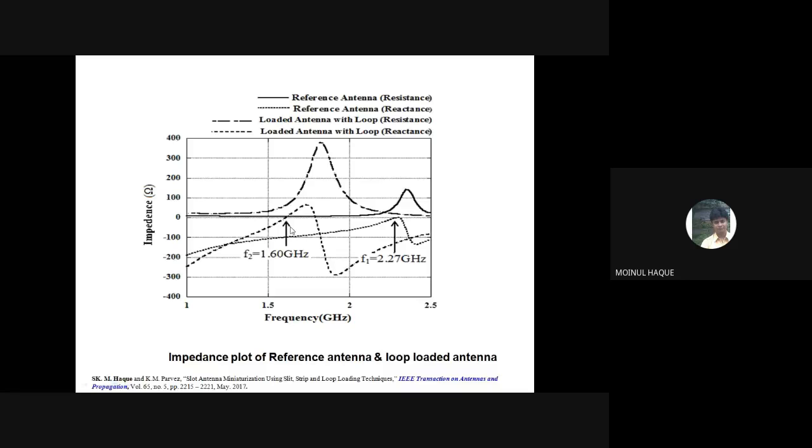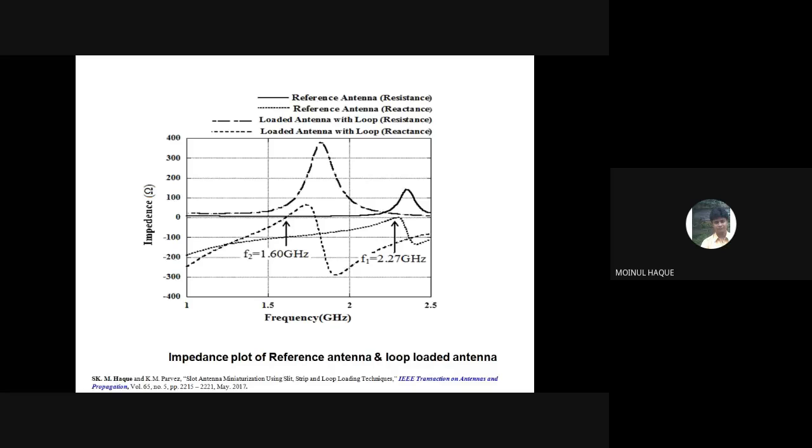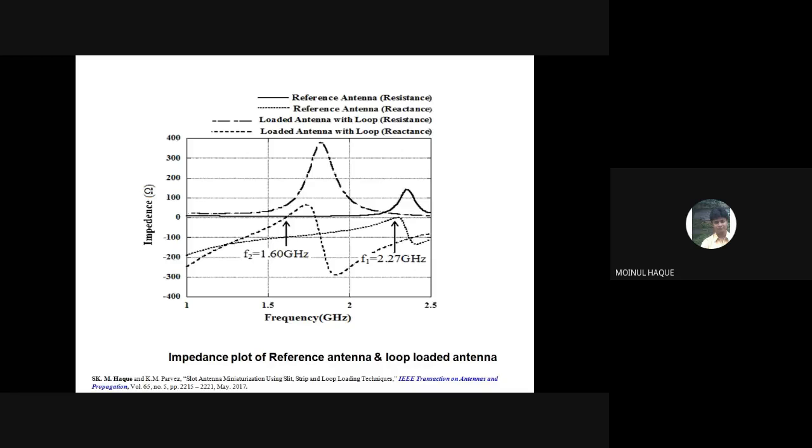If we are able to cancel out this much capacitance with the help of the loop, actually any loop provides us inductance. So the loops, two on the left side and two on the right side, provide inductive loadings, and those loadings are cancelling out this capacitance. As a result, this dotted line is the reactance curve of the loaded antenna, which passes through 1.60 gigahertz. So this is the concept: if we have capacitive reactance, we have to cancel it with inductive, and if we have inductive reactance, we have to cancel with capacitive.